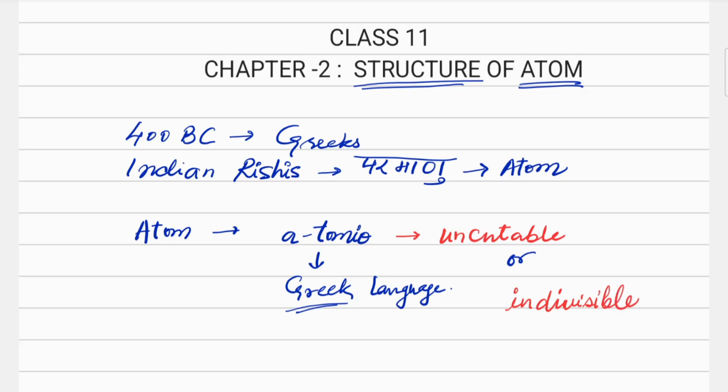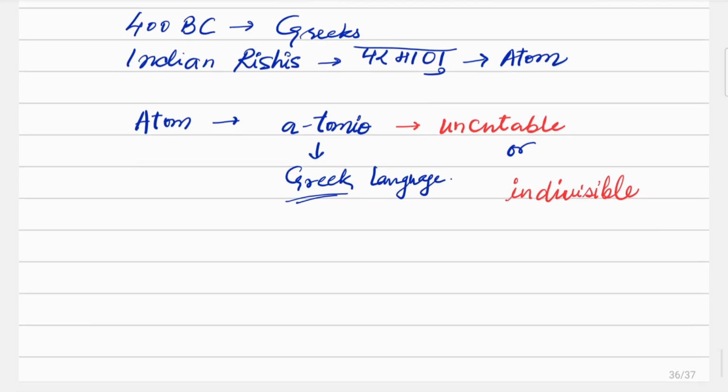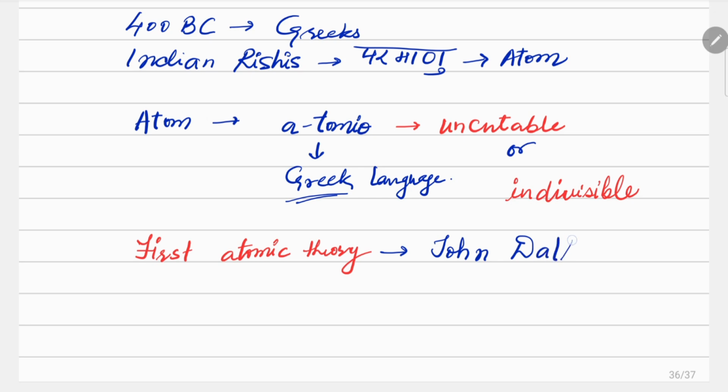The next one is the first atomic theory which we got to know about, a definite atomic theory. It was proposed by John Dalton, an English physicist and mathematician who talked about atoms, and we have studied about it in the first chapter. Let's review it for some time.